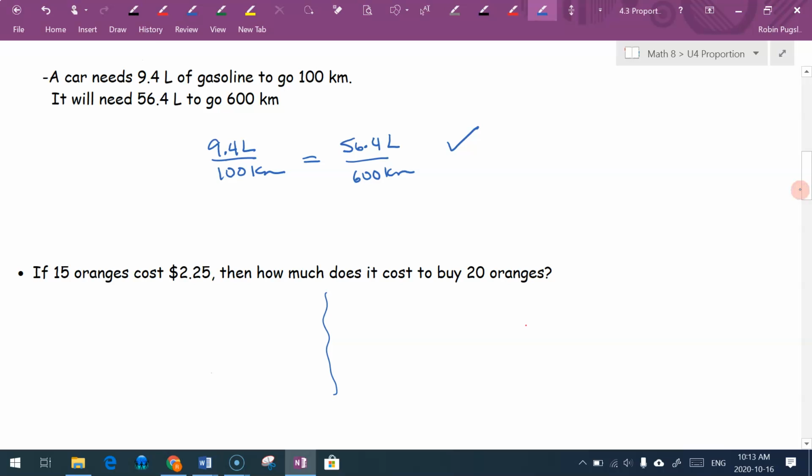If 15 oranges, so let's try both ways here. If 15 oranges cost $2.25, then how much would it cost to buy 20 oranges? Well, I always like to put money on the top.